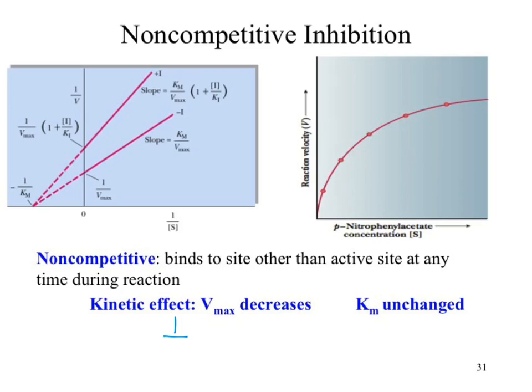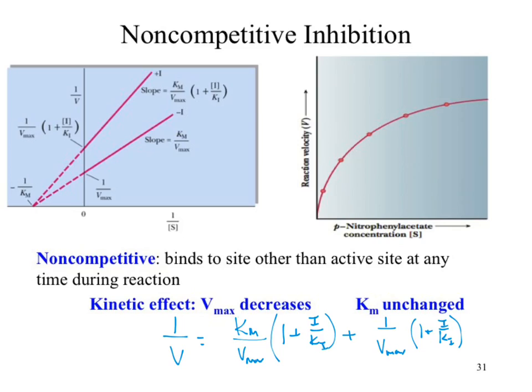1 over V, 1 over our rate will equal Km over Vmax times 1 plus our inhibitor over Ki. And then is it minus? No, it's got to be plus. 1 over Vmax times 1 plus I over Ki.